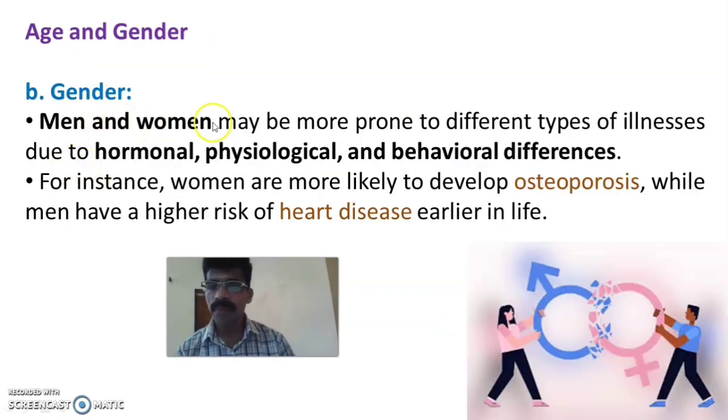Now the second is gender. Men and women may be prone to different types of illness due to hormonal influences, physiological function, and even behavioral differences. So hormonal, physiological and behavioral differences are there in men and women. This will cause different types of diseases in males and females. For instance, women are more likely to develop osteoporosis in old age, while men have a higher risk for heart diseases in earlier life. Women are also more prone to certain diseases during puberty, the antenatal period, the postnatal period, during menopause, etc.